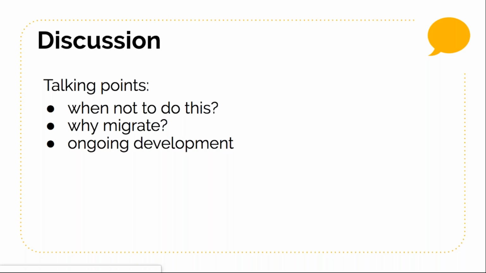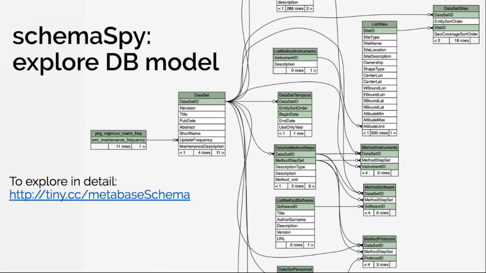Oh, and I should also mention that we do have a link to a live SchemaSpy rendering of the entity relationship diagram for Metabase. So if you want to look at individual tables and attributes, we can pop that open as well. Yes, that link is in the notes. You don't have to try to do that.